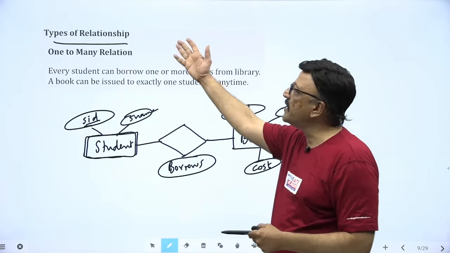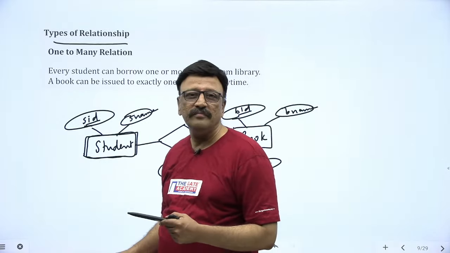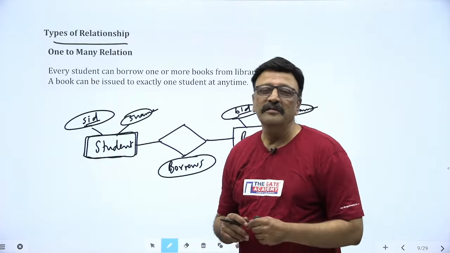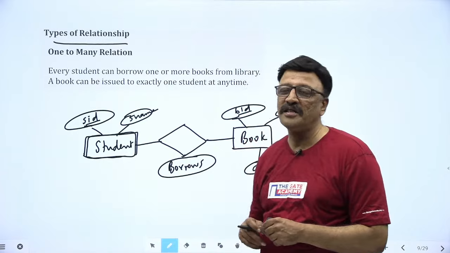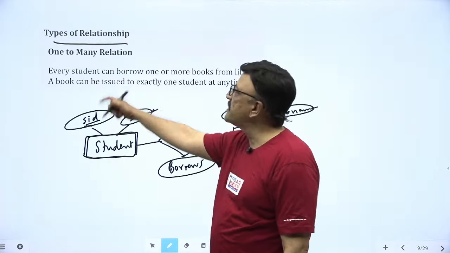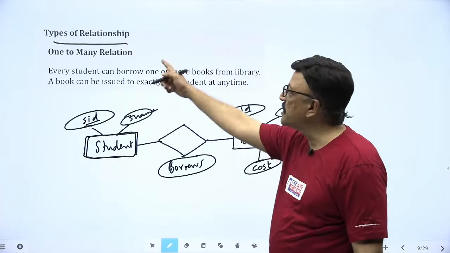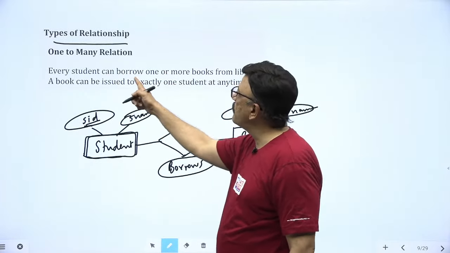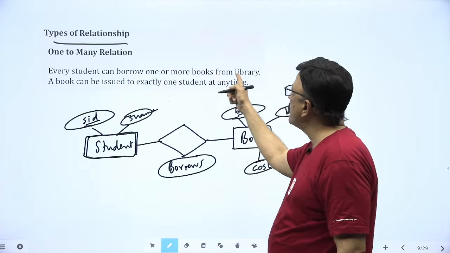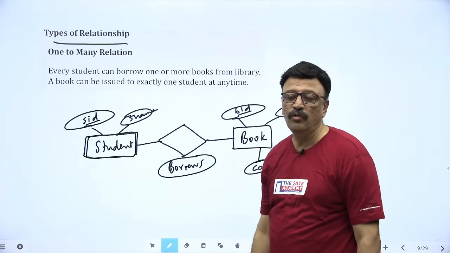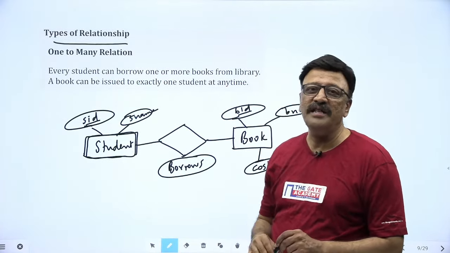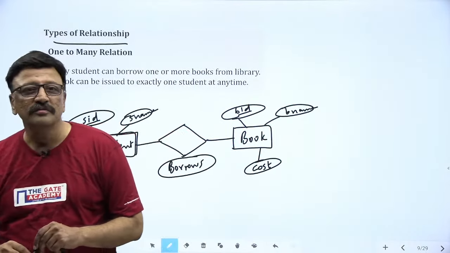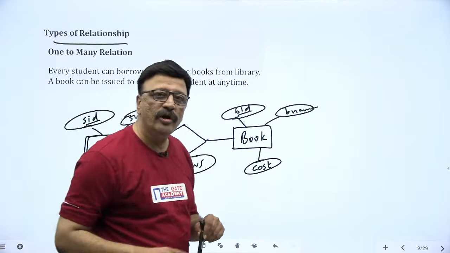Let's check types of relationships. The interesting discussion starts now. Just check this discussion. Okay, read out the sentence again about the relationship in this diagram. Read it out. Every student can borrow 1 or more books from the library. Very good library. At least I have not seen such a library which allows a student to take 10 books. You can take any number of books.